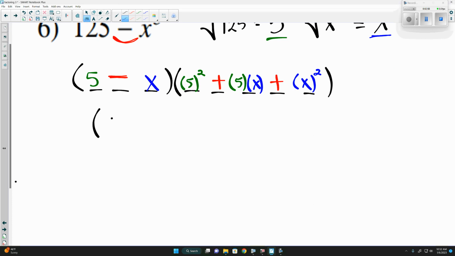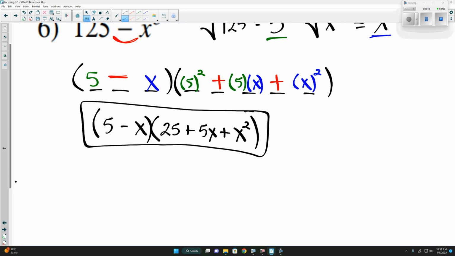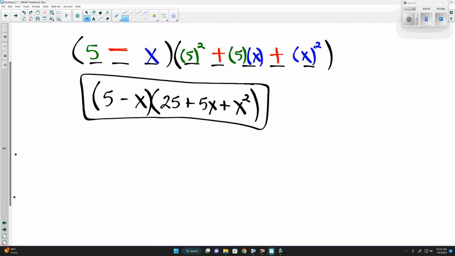Now at this point, we just need to simplify, so we'll have 5 minus x times 5 squared is 25, plus 5 times x is 5x, plus x squared. And this here would be our final answer. Now we can rewrite the quadratic if we wanted to, 5 minus x times x squared plus 5x plus 25, so that it is in standard form.